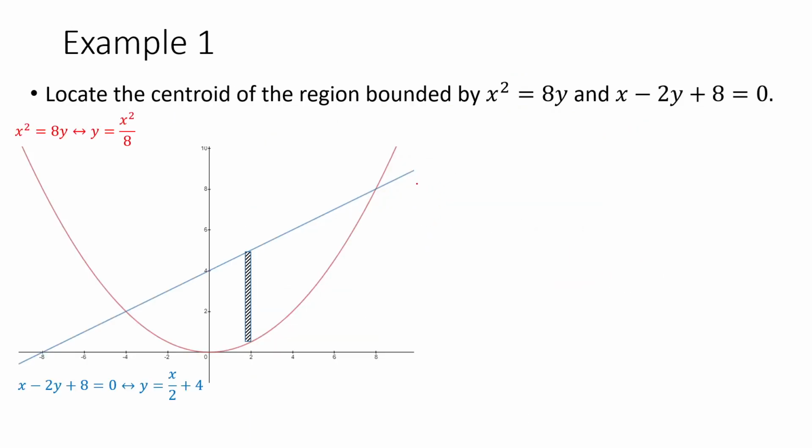Okay, so let's start with this problem. Locate the centroid of the region bounded by x squared equals 8y and x minus 2y plus 8 equals 0. The graph is already given for us to save time. But again, in your problem solving later on, you'll be providing the graph from scratch, and of course you'll be providing solutions on how you generated your graph.